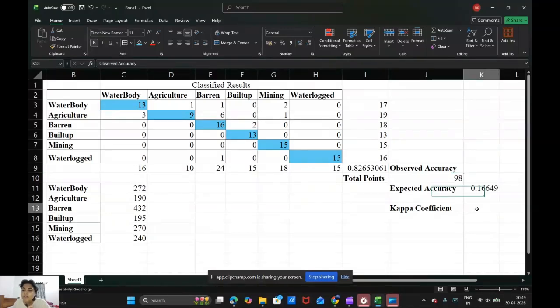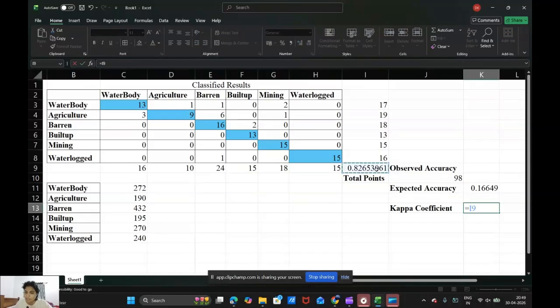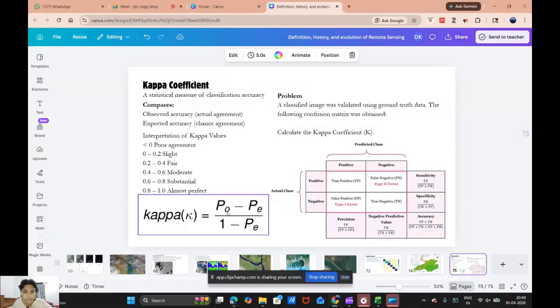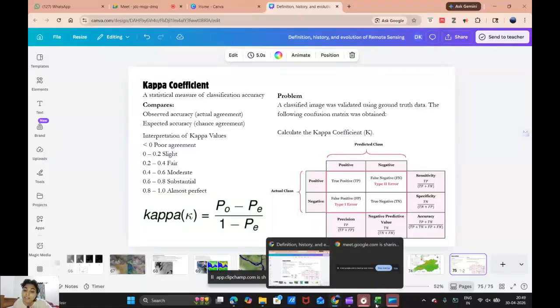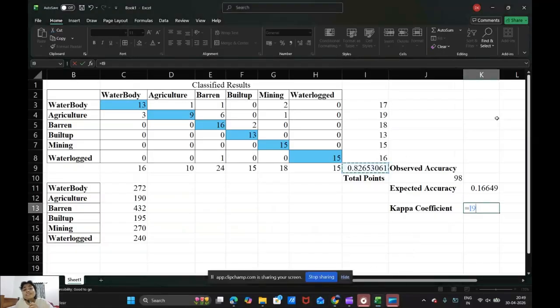Now, in order to find out kappa coefficient, what am I doing? I am taking observed accuracy. Okay, this is the formula. Observed accuracy minus expected accuracy divided by 1 minus expected accuracy. Actually, this expected accuracy is chance. By chance, 3 more have added. Like that. Instead of 4, 3 more have added. So statistically, it is being conserved. That total results are being conserved.